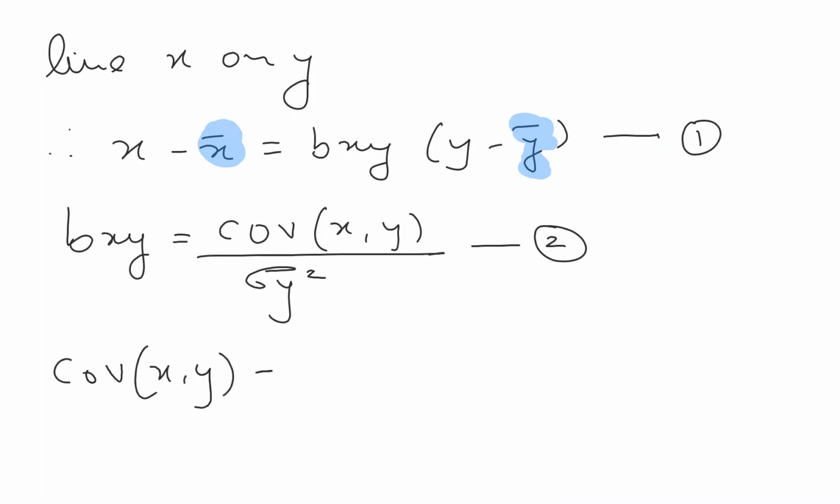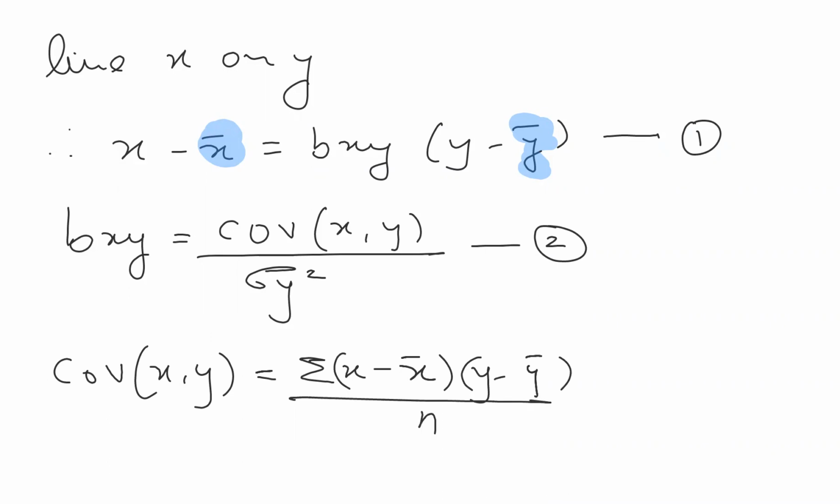Covariance between x and y is equal to summation (x minus x bar)(y minus y bar) upon n. We also have one more formula, but then we have the data in the form of x minus x bar and y minus y bar, so I'm using this formula for covariance, not the other one. Summation (x minus x bar)(y minus y bar) is equal to 24 upon 8, which is equal to 3, right? 24 upon 8, which is equal to 3.